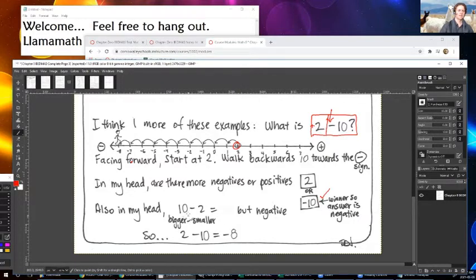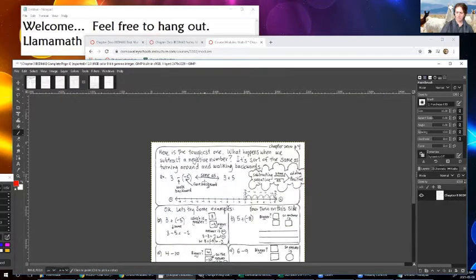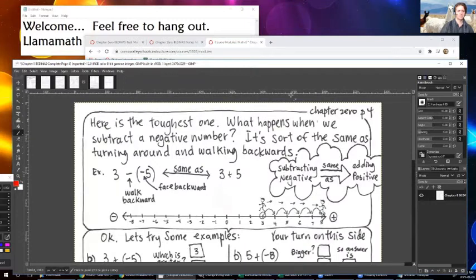Now what I'm going to do is take the biggest number minus the smallest number. 10 minus 2 is 8. But the answer is going to be a negative because I have way more negatives. So I'm just going to add this negative here. So the answer is -8. Let's keep going here. Here's the toughest one. What happens when we subtract a negative number?